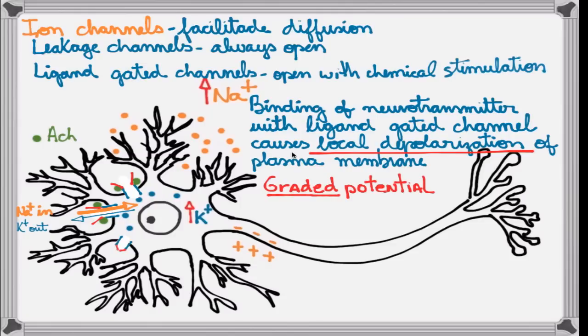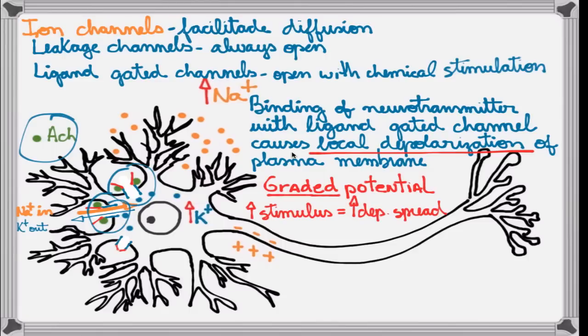So there are a few peculiarities of these graded potentials, a few traits of these graded potentials. The first one of them is that they're graded, therefore the bigger the stimulus, the bigger will be the depolarization spread. In other words, the more acetylcholine that I dump into this neuron, the more ligand-gated channels will open, and there will be a greater spread of this depolarization.